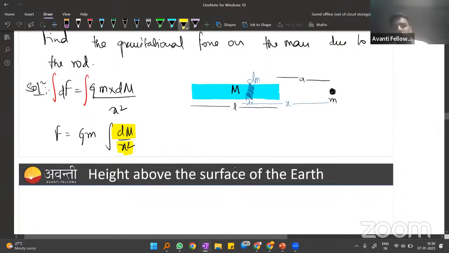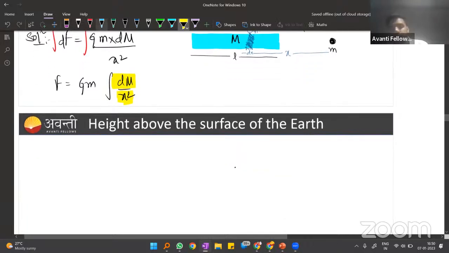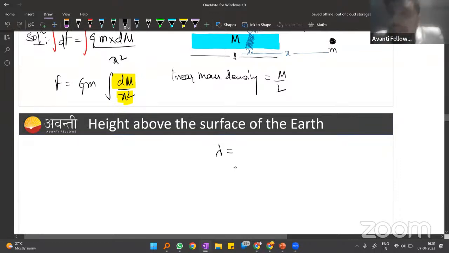So what I'm going to do is use the concept of mass density. What is the formula of density? Mass by volume. But what if the mass is distributed along a length? Then that will be equal to mass by length. So mass density is denoted by lambda. Since it is only distributed along a line, for this rod, I'm using linear mass density, which is given as lambda. What is total mass?